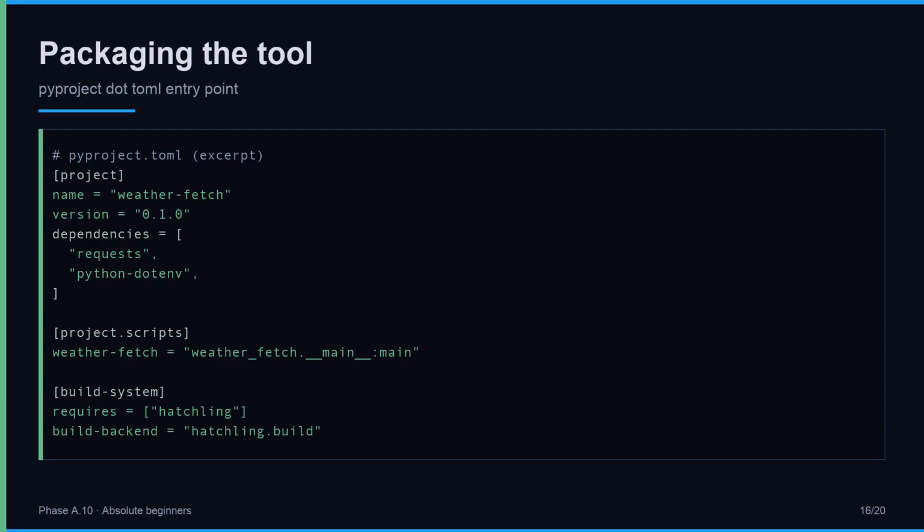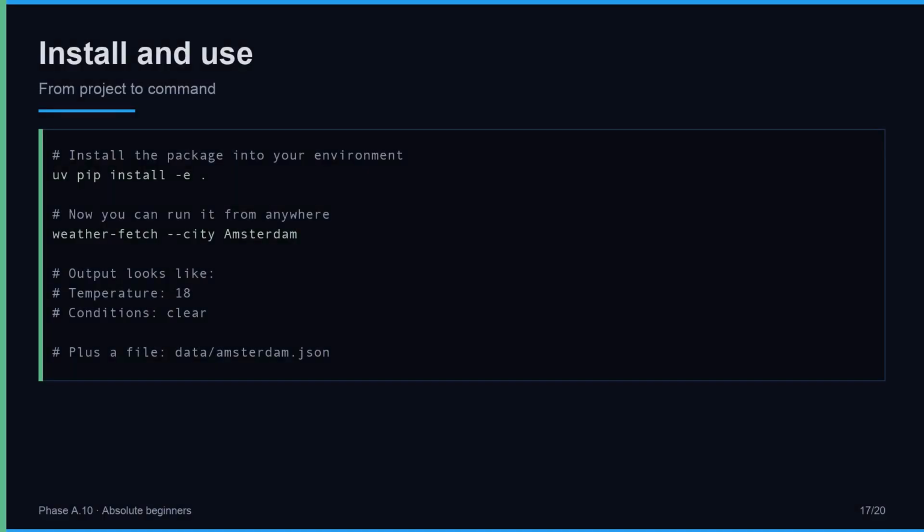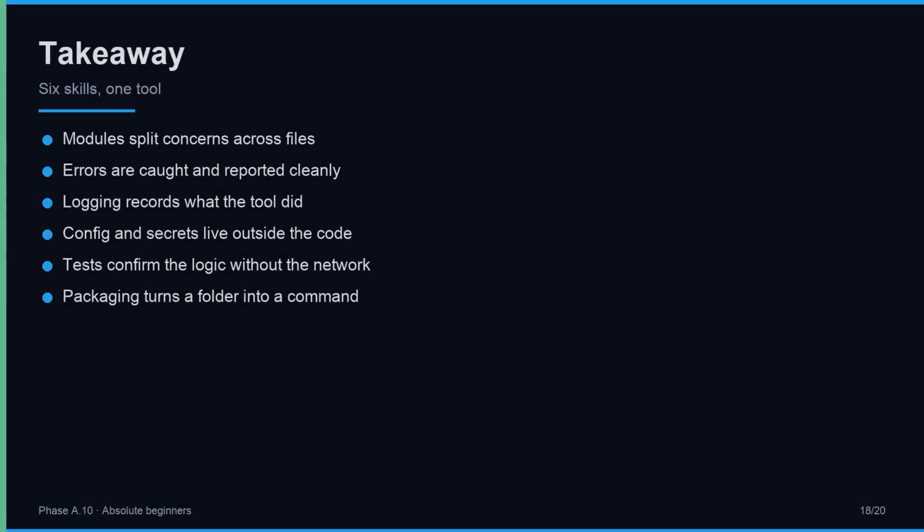Folder becomes command. Install the package with uv pip install -e . The -e means editable. Changes to your source show up immediately, no reinstall needed. After install, you can run weather-fetch from anywhere on your machine. Pass --city and a name. The tool fetches the data, prints the temperature and conditions, and writes the full response into data/city.json. From a folder of files to a real command in one install step. Use it from anywhere.